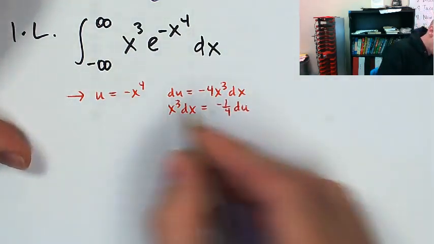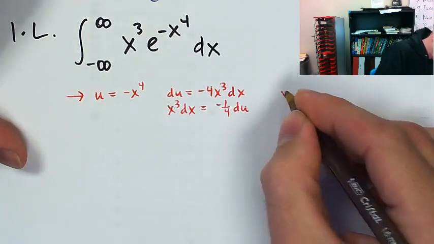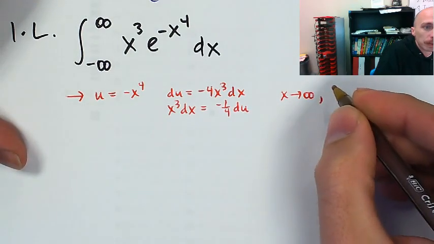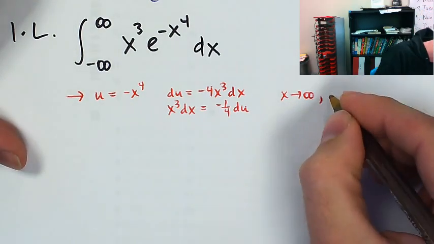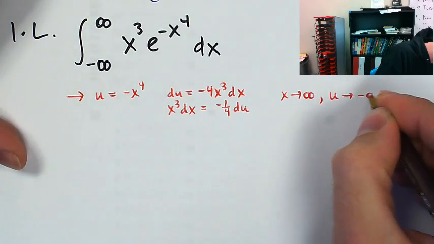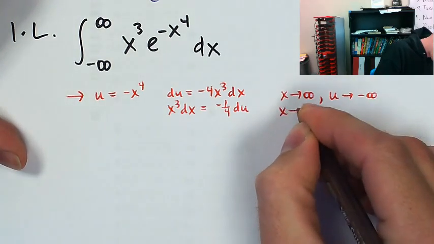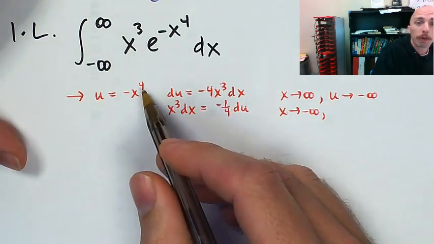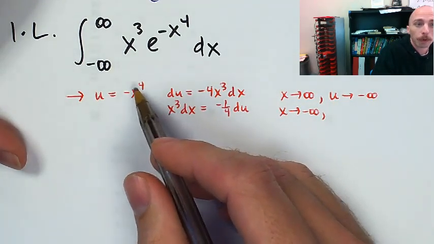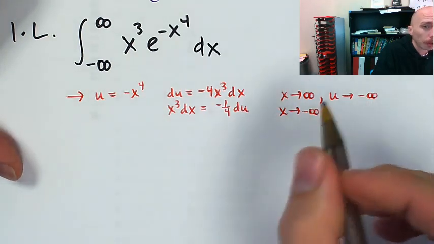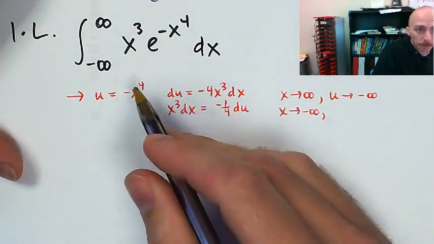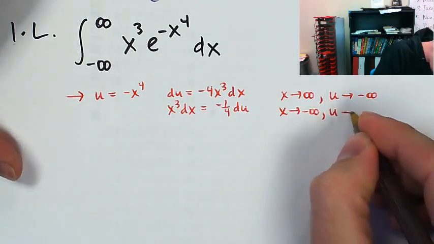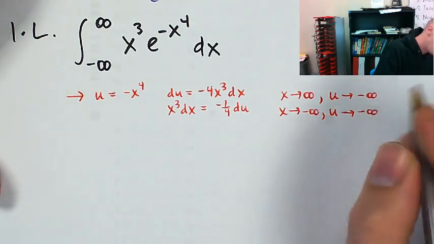And then I need to convert the bounds as well. As x approaches infinity, what's going to happen to u? u is negative x to the 4th, so u is going to approach negative infinity. And as x approaches negative infinity, we're taking a large negative number to the 4th power, because exponents come before multiplication in the PEMDAS world. That's a huge positive number, and then I make it negative. That means u is approaching negative infinity here as well.